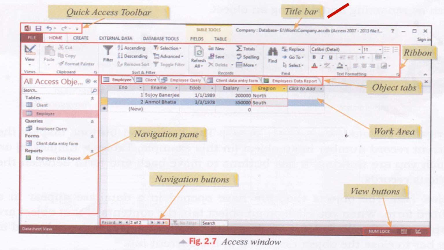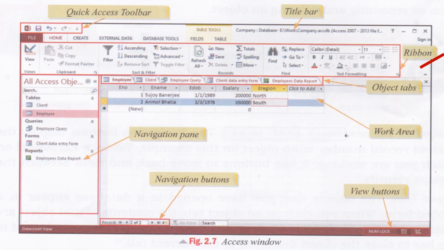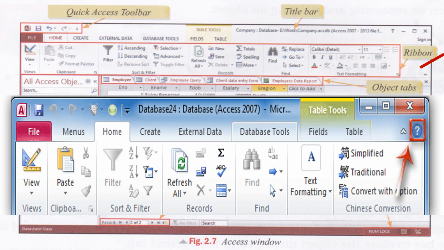Title bar appears at the top of the window and contains the name of the database. Minimize, Restore, Maximize and Close buttons are on the right side of the bar. Ribbon is the area at the top of the window from where you can choose commands. Commands in the ribbon are organized in groups that are collected under tabs. The main tabs are Home, Create, External Data and Database Tools.